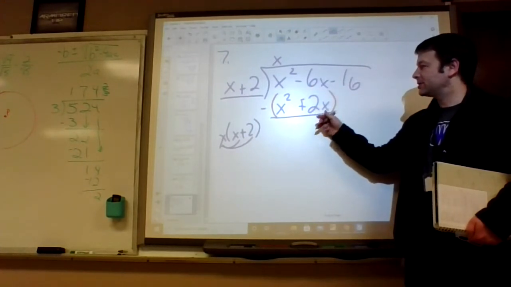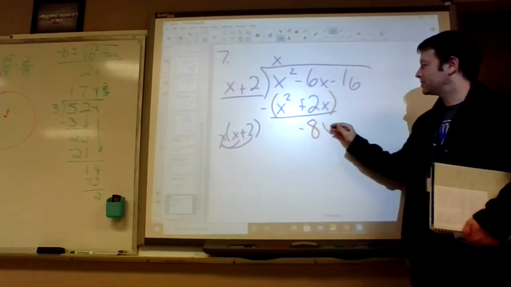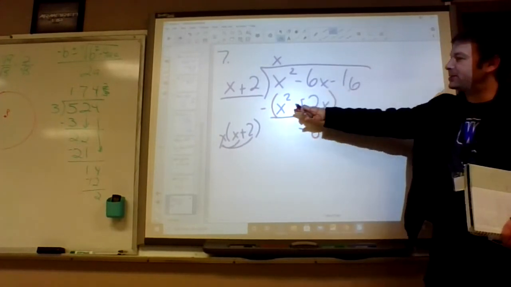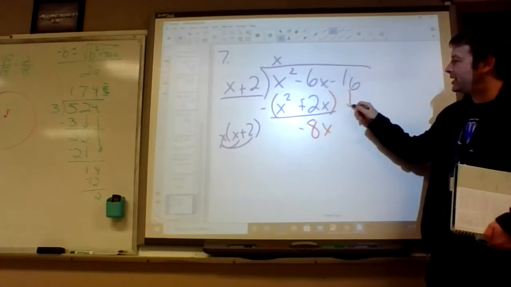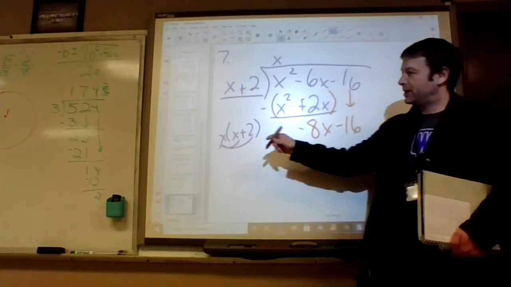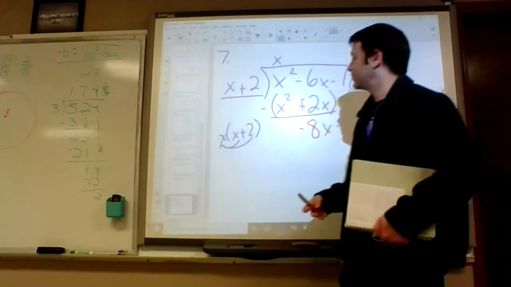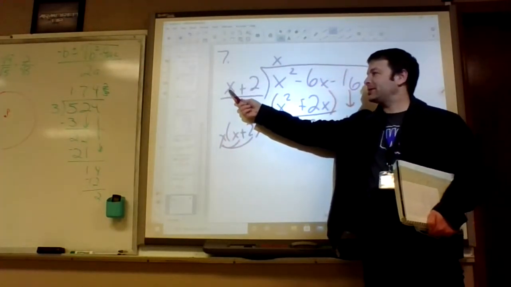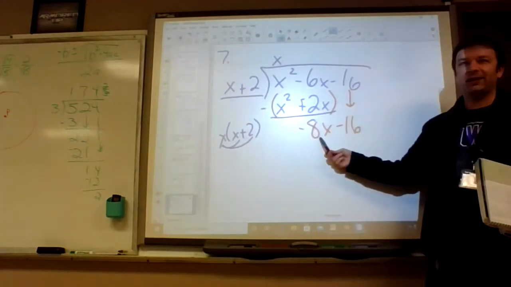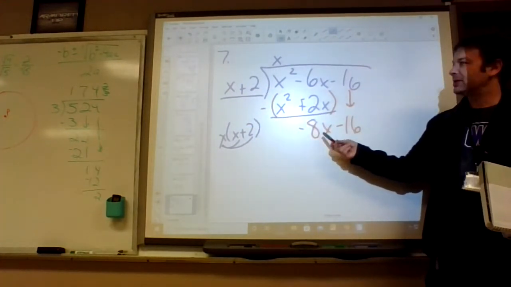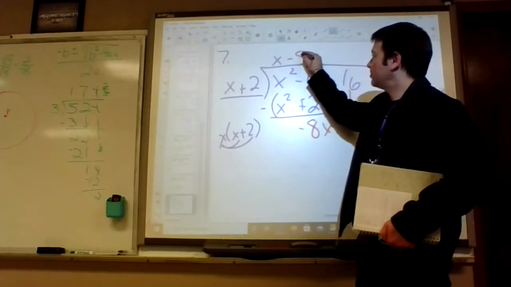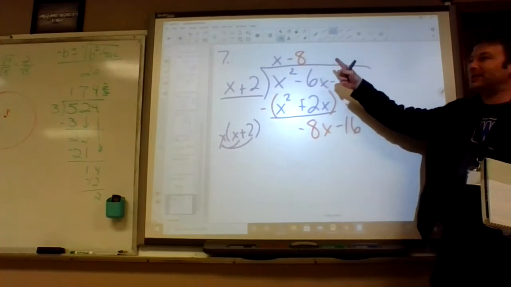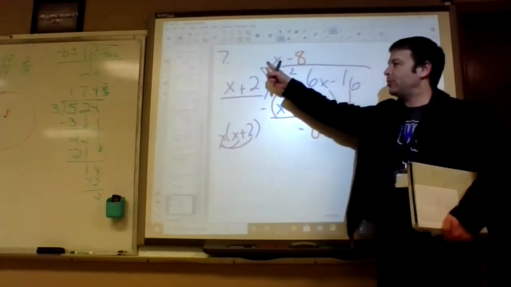7. Way more confusing. 7 says x squared minus 6x minus 16, and you need to leave room above that for your answer, divided by x plus 2. Okay, here's what you do to start. Are you guys copying it down? I'll wait a second. Thank you.